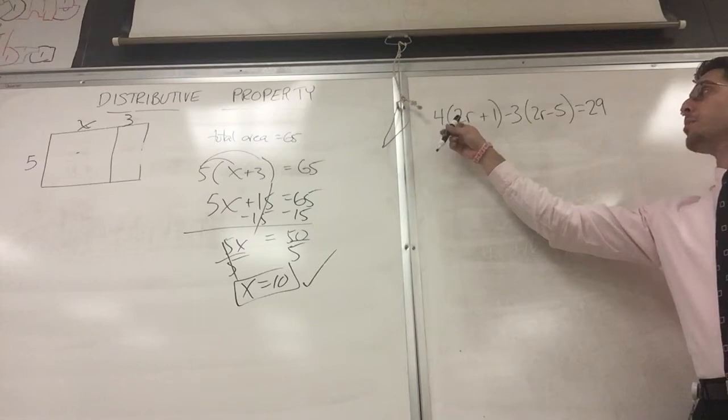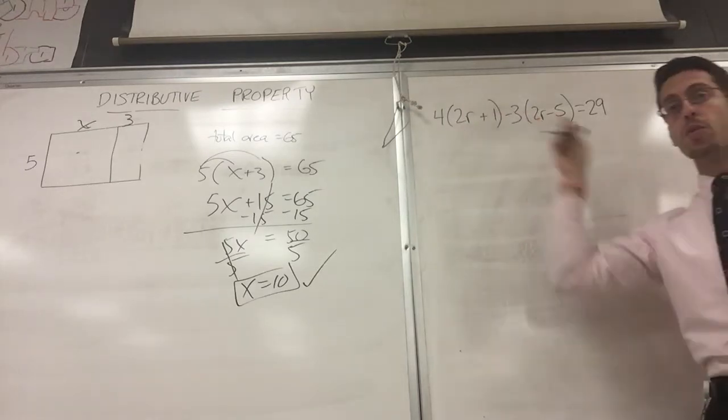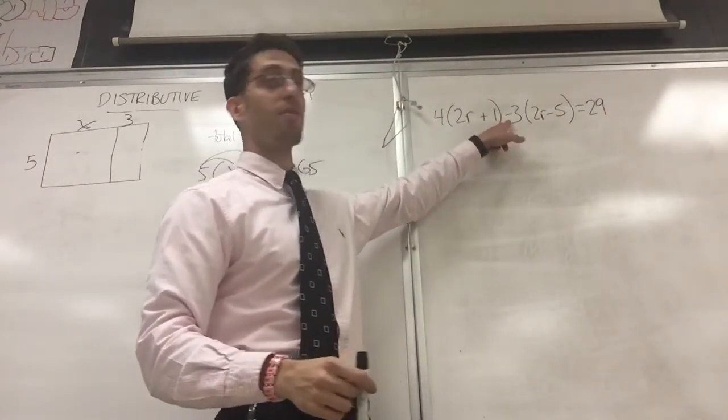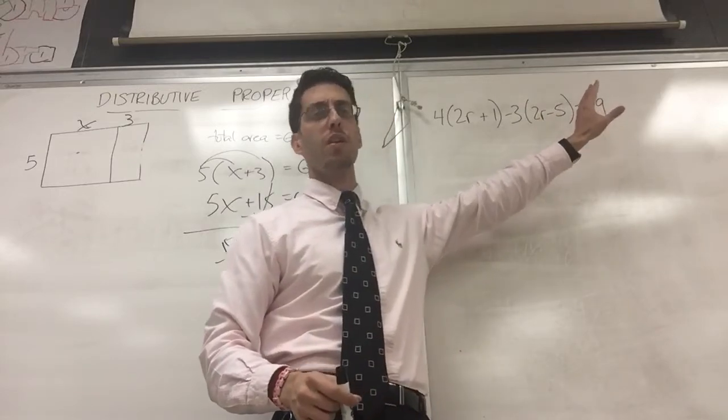So, I see parentheses, I see a 4. I see parentheses, I see a 3. Oh, be careful, that's a -3. You want me to point at it again from this side? That's a -3, okay? And then I say equals 29. Good thing I don't have to worry about that side. There's nothing to do there.